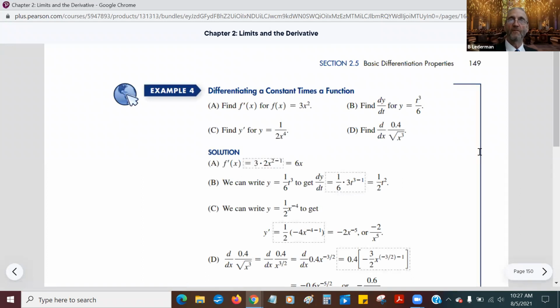Alrighty. Find the constant times the function. So here, 3x squared. Well, the derivative of x squared, we know from before, is 2x. 3 times 2x is 6x.